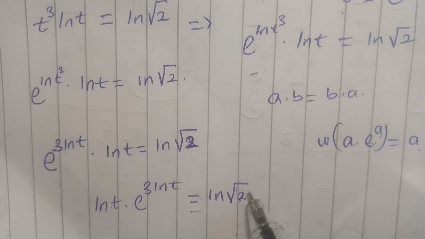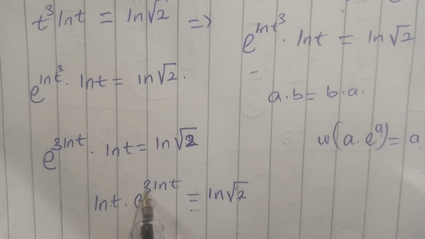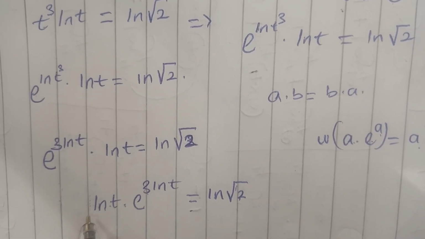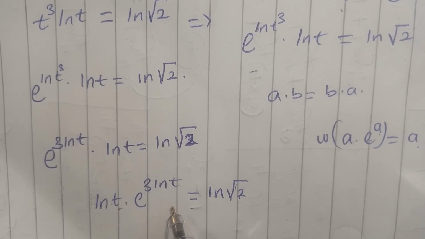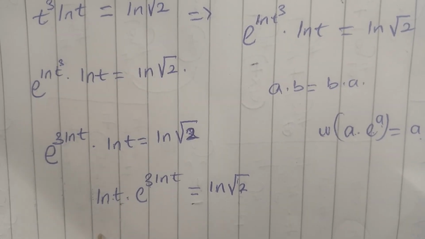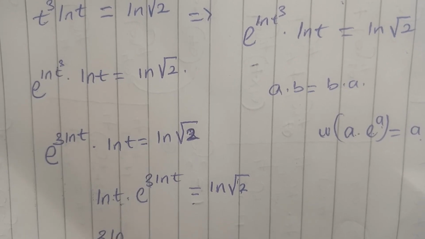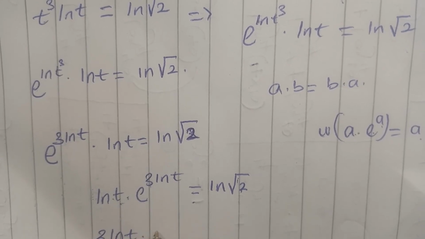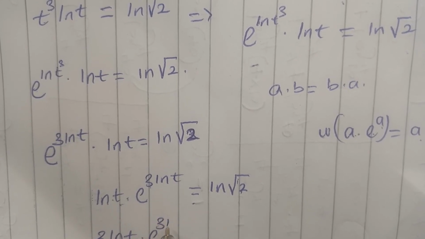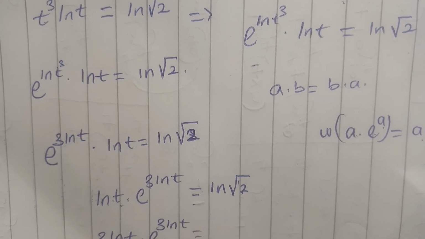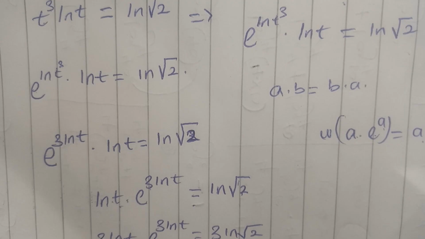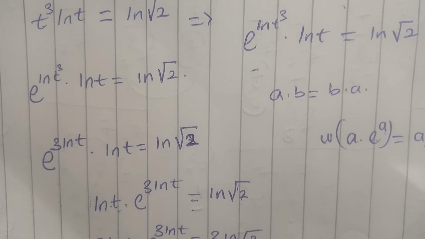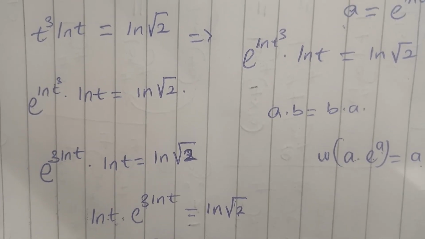So in other words, we need 3 at this back, but we are not having 3 at this back. So what we are simply going to do is to multiply both sides of the equation by 3. If we do that, we have 3 ln of t times exponential 3 ln of t is equal to 3 ln root 2. So this is what we are now having.